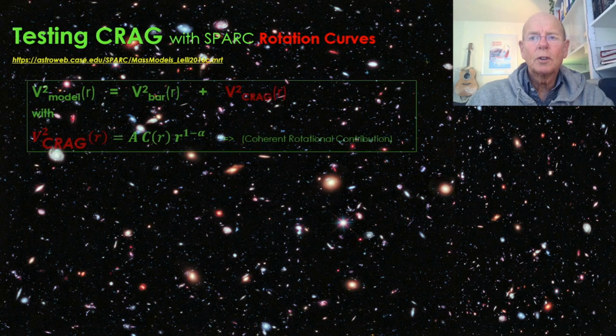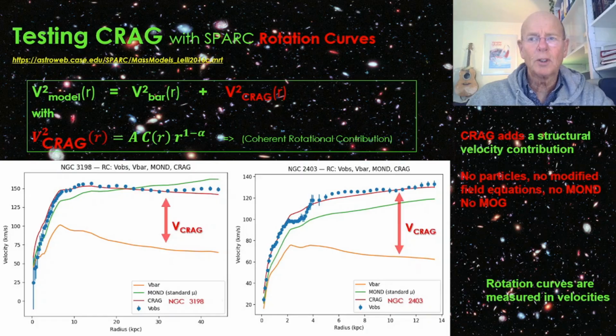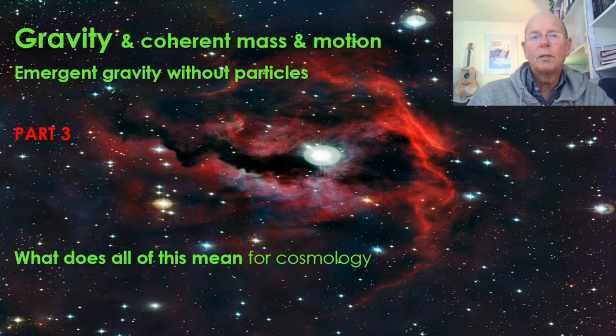The rotation curves show how CRAG compares directly with observations. The blue points represent measured velocities, and the baryonic contribution alone falls short. MOND and CRAG both enhance gravity, but CRAG does so through coherent motion of observed matter. These examples are illustrative rather than optimized fits and demonstrate that CRAG reproduces the main dynamical trends without invoking dark matter halos.